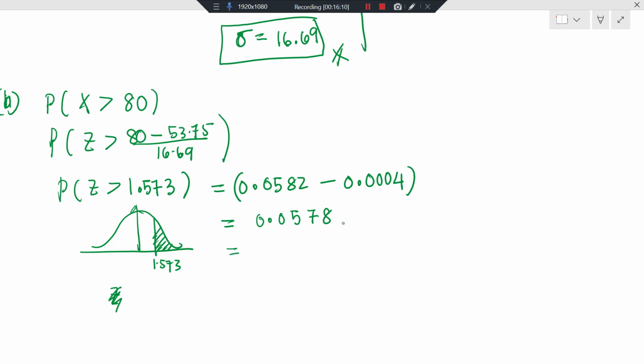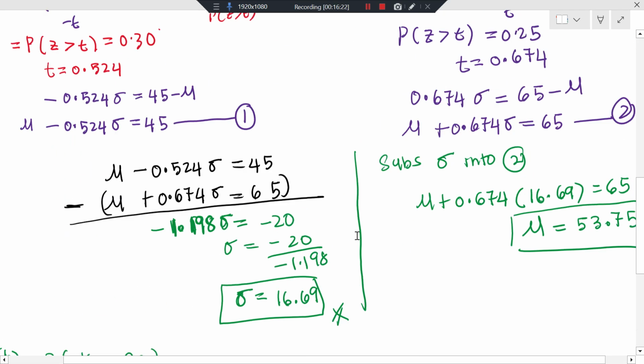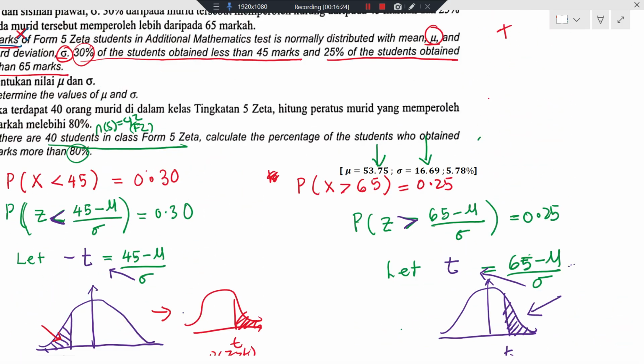The question asks us to give it in percentage form. For percentage, multiply by 100. So move two places, you will get 5.78 percent. That's all. So, does it tally? Yes, it tallies. Let's say the question asked how many students. If it is how many students, use your Form 2 probability.